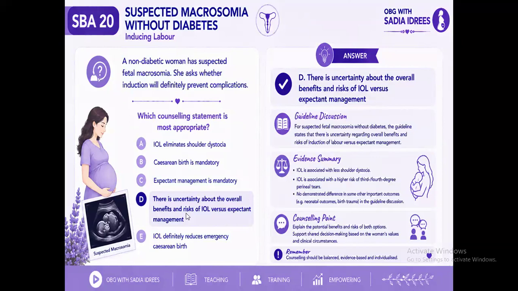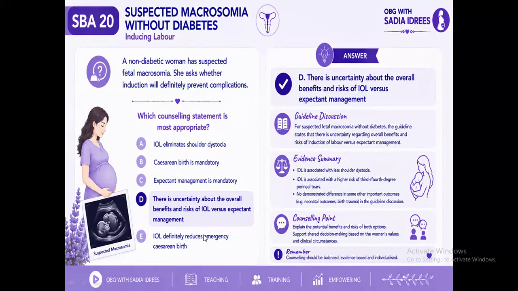A. Induction of labor eliminates shoulder dystocia. B. Cesarean birth is mandatory. C. Expectant management is mandatory. D. There's uncertainty about the overall benefits and risk of induction of labor versus expectant management. And E. Induction of labor definitely reduces emergency C-section.